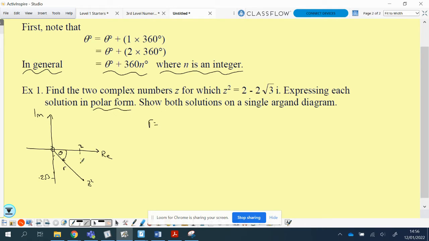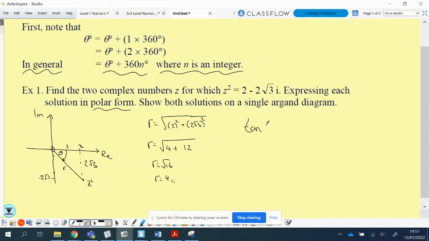So let's start off with working out what r is. We know Pythagoras gets us r. The lengths are 2 root 3 and 2, so 2 squared plus 2 root 3 squared. That becomes 4 plus: 2 root 3 squared is 2 squared, which is 4, times root 3 squared, which is 3, so 4 times 3 is 12. So r is the square root of 16, which means that r equals 4. So I found the size of my complex number z squared: r was 4, the modulus was 4.